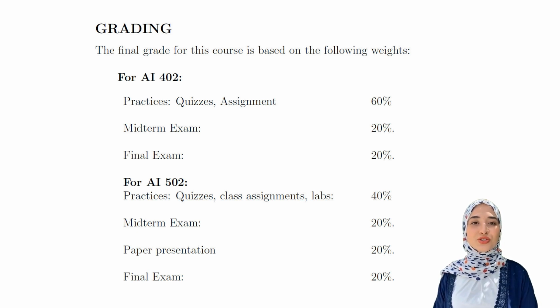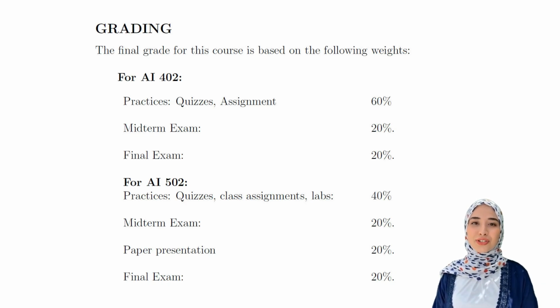We actually have two different grading computations, depending on whether you're enrolled as an undergraduate student in AI 402 or a graduate student in AI 502. For AI 402, your grade is built around consistent progress through practice. 60% of your grade comes from quizzes and assignments, which are designed to help you apply what we cover in class. The midterm exam counts for 20%, and the final exam for another 20%, both evaluating your understanding and synthesis of core generative AI concepts.